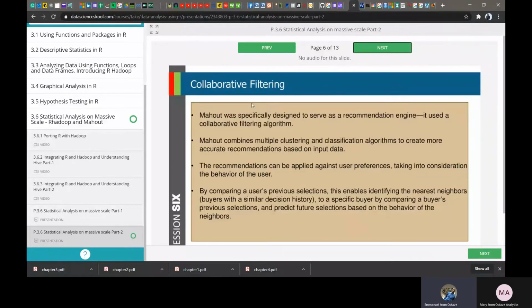So moving forward, talking about the statistical algorithms, we have collaborative filtering, which was specifically designed to serve as a recommendation engine.